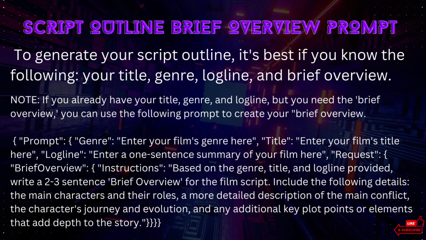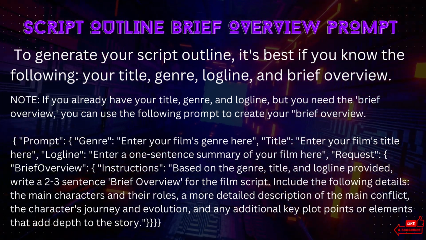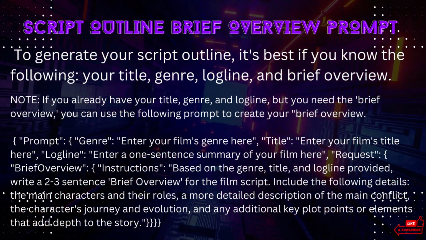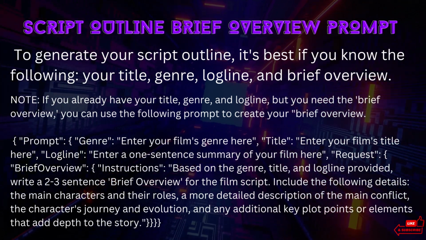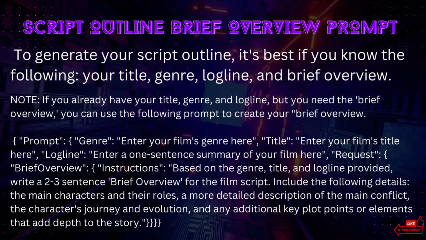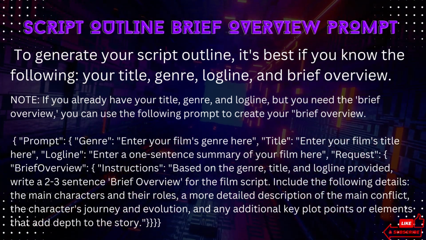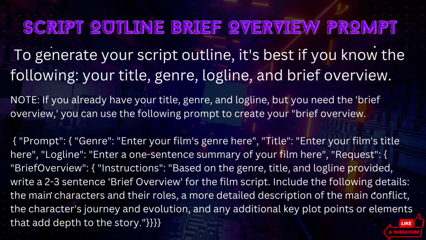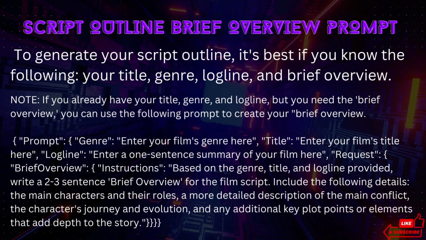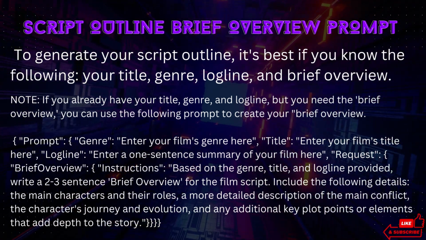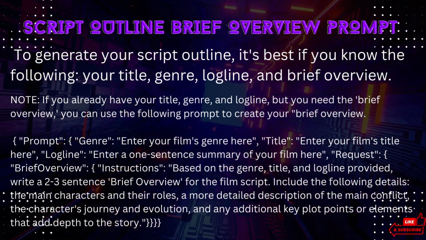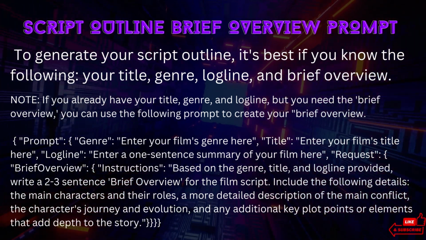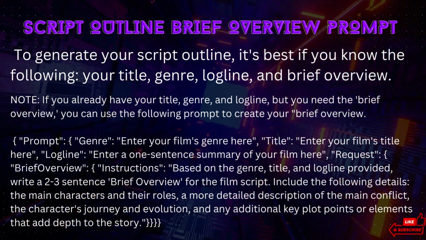What's in an outline? On screen, you'll see the script outline prompt. It states that to generate your script outline, it's best if you know the following: your title, the genre, the logline, and the brief overview. If you already have your title, genre, and logline, but you need the brief overview, you can use the following prompt to create your brief overview.